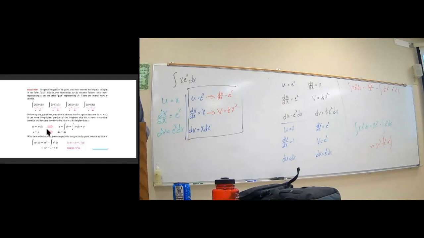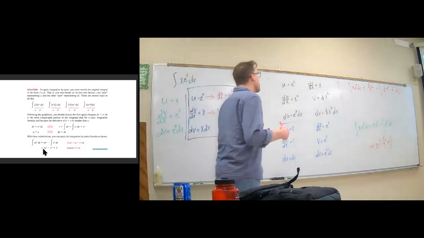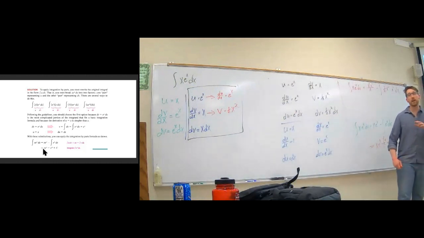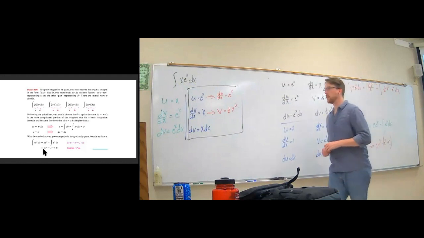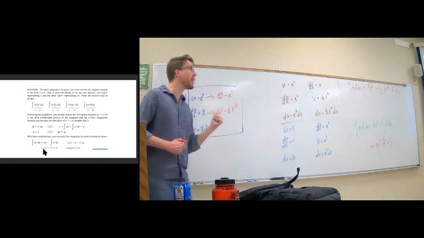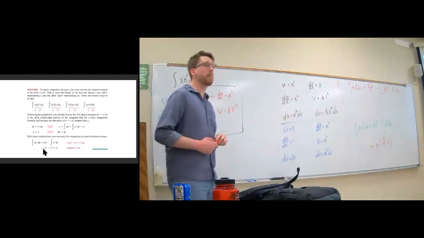So using this setup, now we can go back, identify what our dv, our u, our v, and our du are, plug all those values back into the integration by parts formula, we get our solution. This is the way this generally works. And the reason why we like it is because there are a ton of integrations that we can't solve without it. Just like the one we just did. You can't solve this problem without integration by parts.